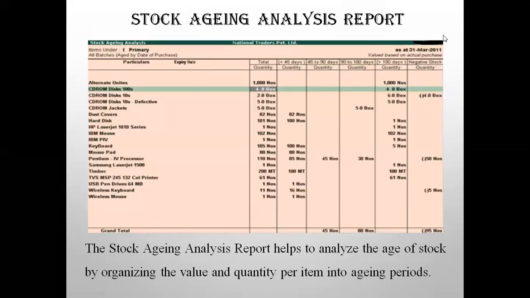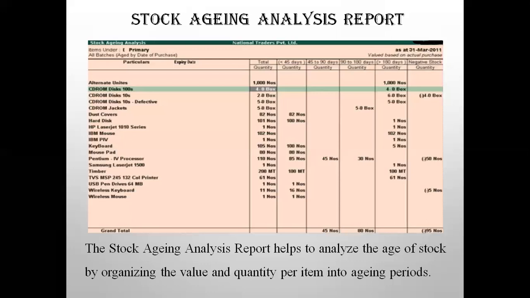See, here it is shown, all the stock items are listed here, their expiry date if it is mentioned, the total quantity, okay, and what is the age: up to 45 days, 45 to 90, 90 to 180 days, okay. According to this, it shows you the age of the stock, how new it is or how old it is. The slow and the fast moving item levels also you can predict.